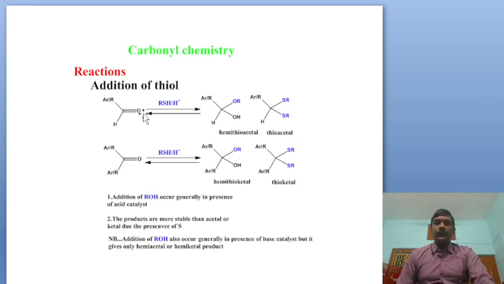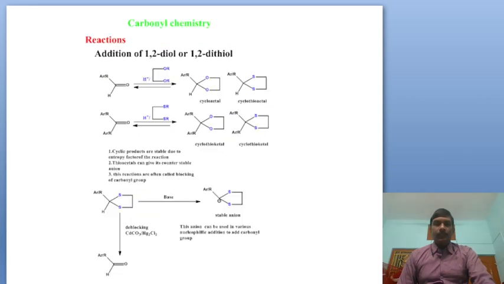Then addition of thiol. It is like alcohol; it will produce hemithioacetal or thioacetal, hemithioketal or thioketal. The addition of RSH occurs generally in the presence of an acid catalyst. The products are more stable than the acetal or ketal due to the presence of sulfur. The addition of RSH also occurs in the presence of a base catalyst, but it gives only hemiacetal or hemiketal like products.